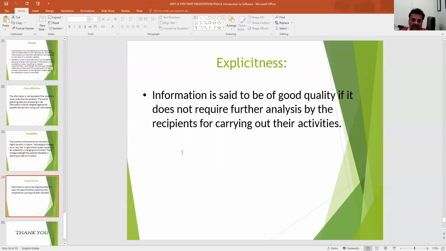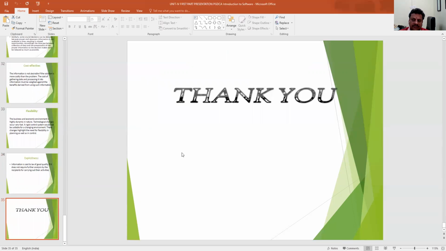Explicitness. Information is said to be of good quality if it does not require further analysis by the recipients for carrying out their activities. So that's about information, data, and human languages and machine languages.